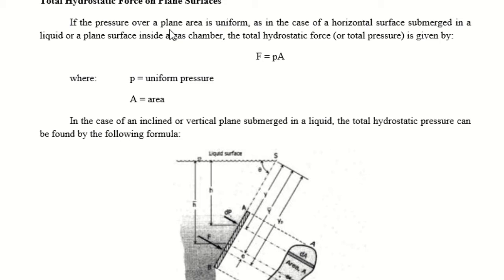Okay? So, if the pressure over a plane area is uniform, as in the case of a horizontal surface submerged in a liquid or a plane surface inside a gas chamber, the total hydrostatic force or total pressure is given by F is equal to P times A. Okay? So as you can see, yung F dito is the force, yung P is the uniform pressure, and A is the area. Take note, yung area na ginamit dyan is yung affected part ng fluid.